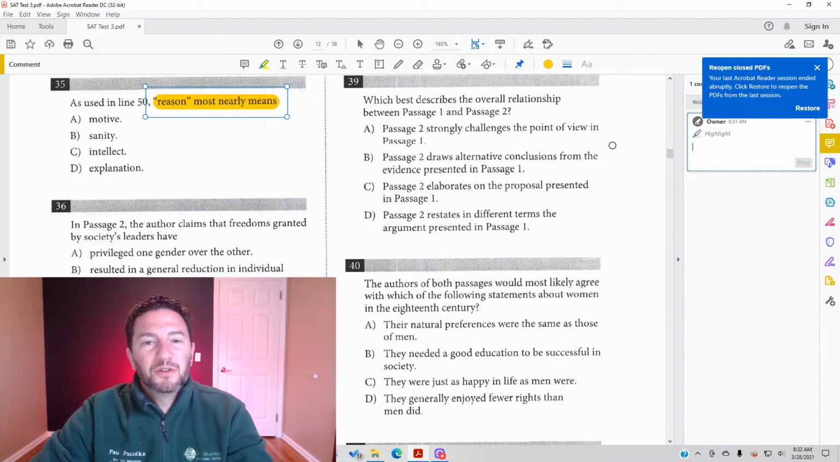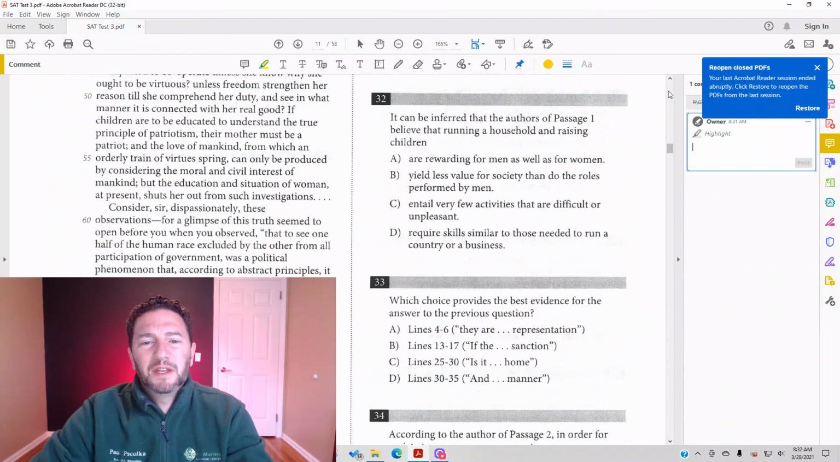Another thing that you could do is put each answer choice in place of the original word. And lastly, you could work backwards from your answers. Give your own context for each of those and see which best matches the passage. So let's look at the context in line 50.